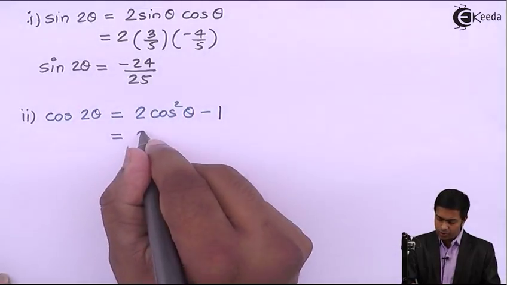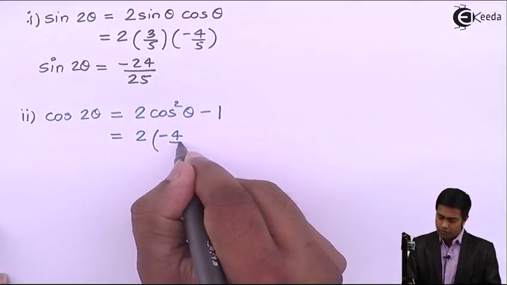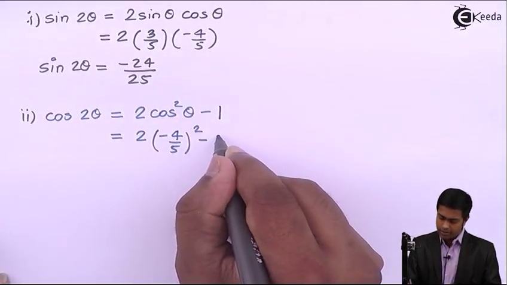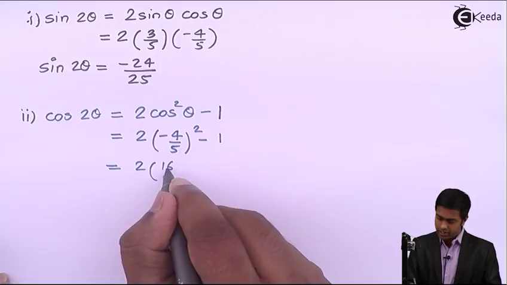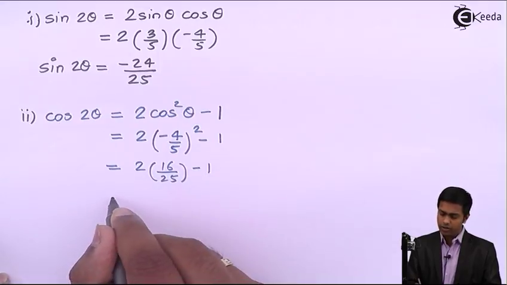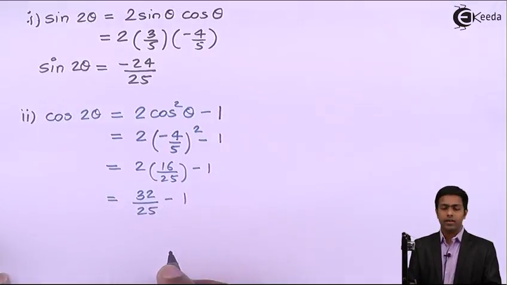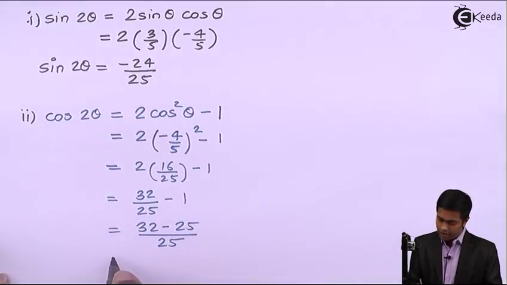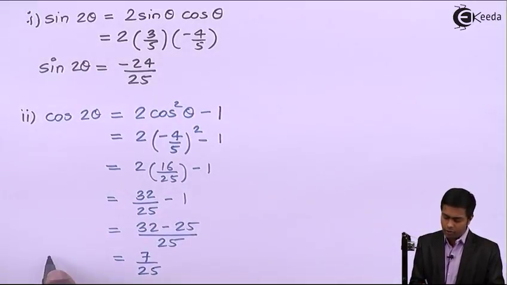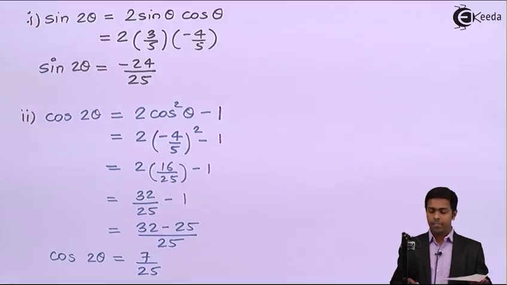So this will become 2 times, now the value of cos theta is minus 4 by 5, so this will become minus 4 by 5 the whole square minus 1. So this is nothing but 2 into 16 upon 25 minus 1, which is 32 upon 25 minus 1, and this will give us 32 minus 25 upon 25, which is 7 upon 25. So this is the value of cos of 2 theta. So we got the second value as well.